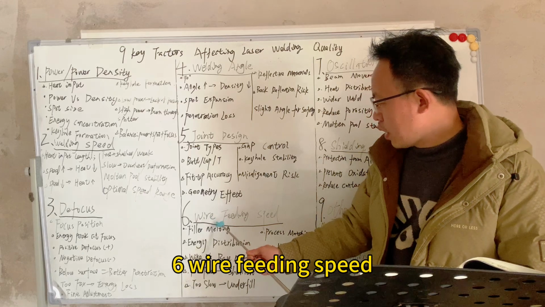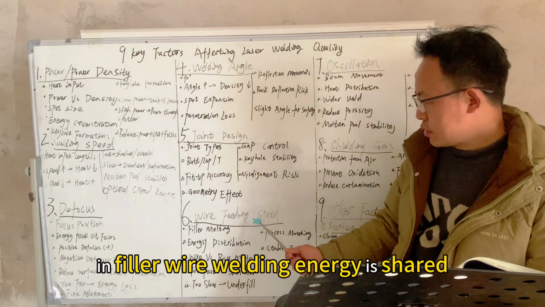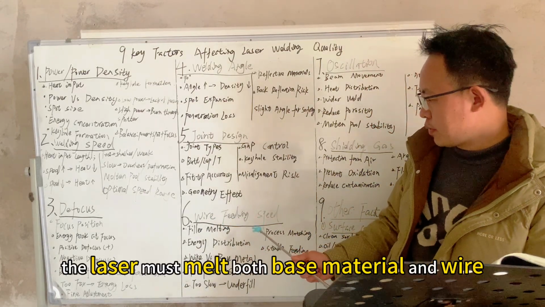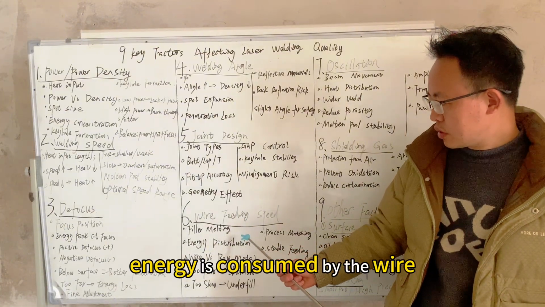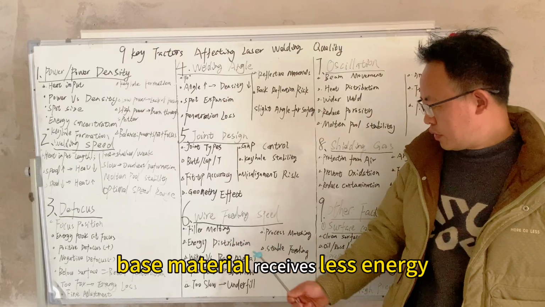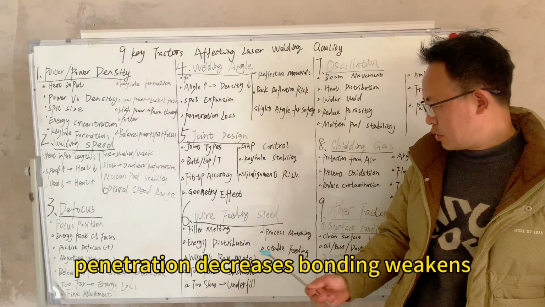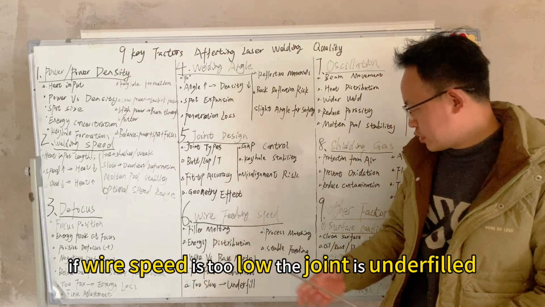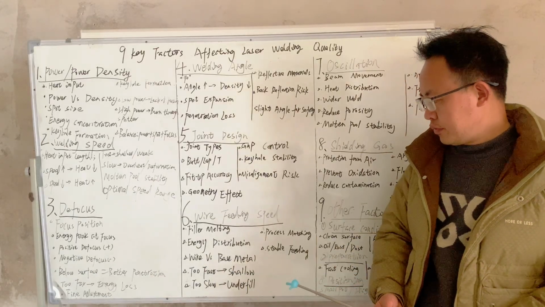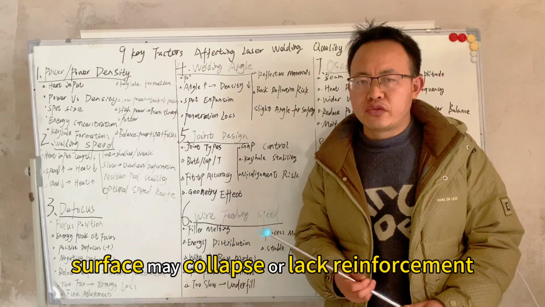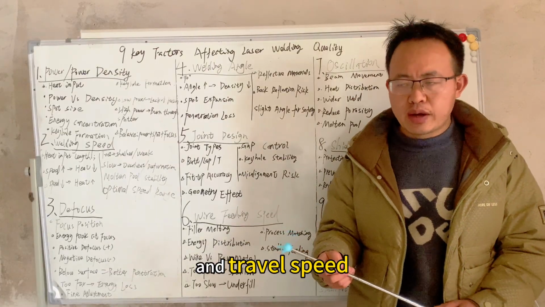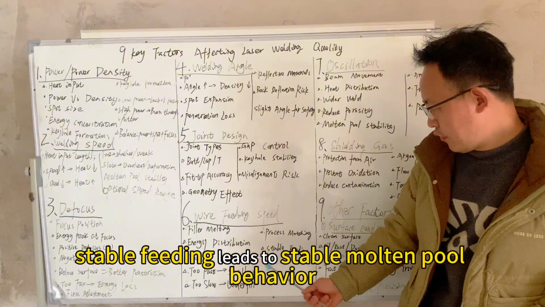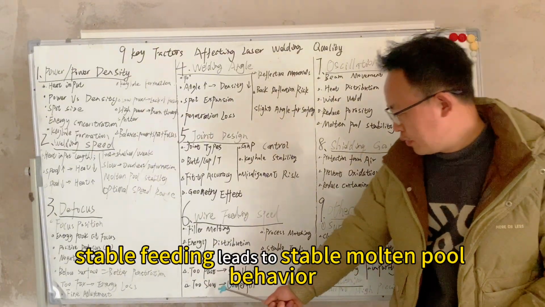6. Wire feeding speed. In filler wire welding, energy is shared. The laser must melt both base material and wire. If wire speed is too high, energy is consumed by the wire. Base material receives less energy, penetration decreases, and bonding weakens. If wire speed is too low, the joint is underfilled. Surface may collapse or lack reinforcement. Wire feeding must synchronize with power and travel speed. Stable feeding leads to stable molten pool behavior.